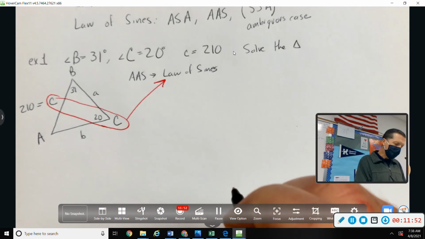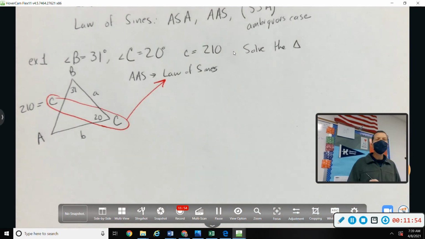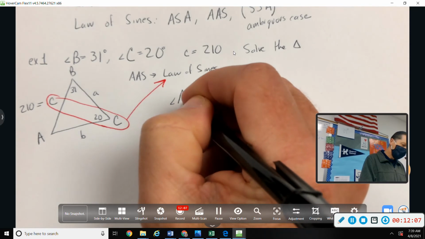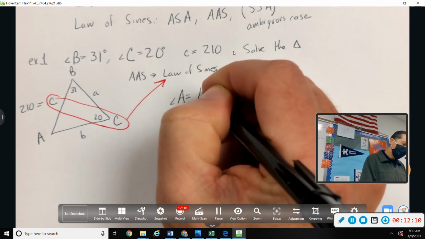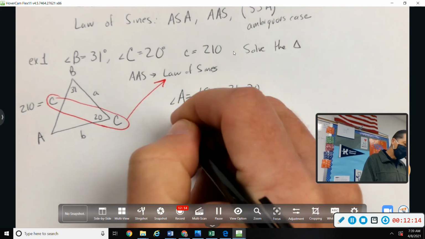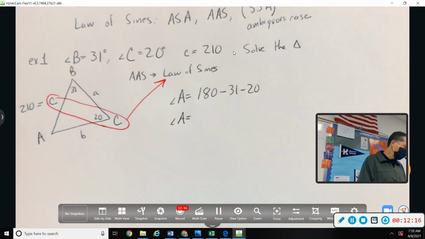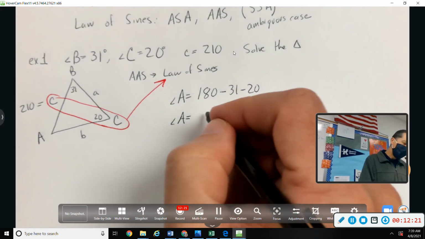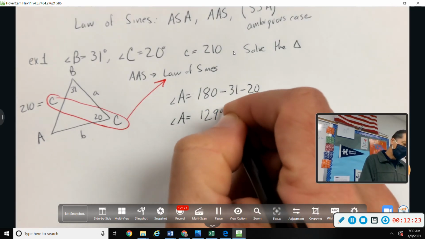Before we even get to law of sines, is there something we could find using our geometry knowledge? Like very basic geometry knowledge? We're trying to find everything that we don't know in that triangle. The third angle. The third angle. How can we find the third angle? Add the other two and minus 180. Yep, they all add to 180, so 180 minus the other two. So we still got to remember our basic stuff here. 180 minus 51 would be 129.